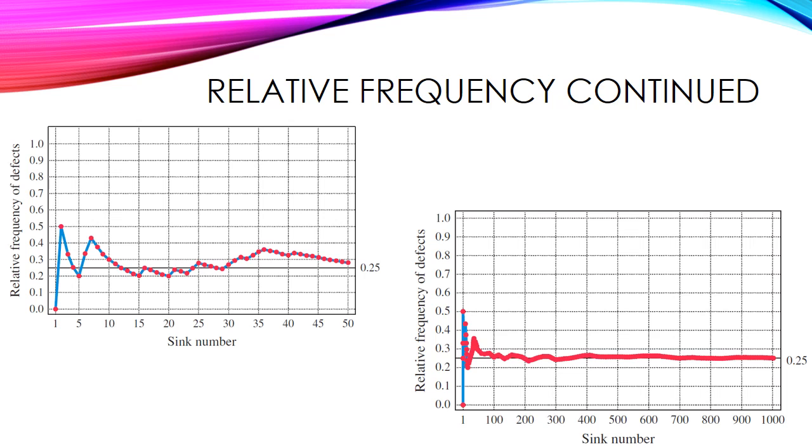Here are the two charts, and as you can see, if you look at the chart on the left, which is 50 trials, you can see how at first the frequency fluctuates kind of wildly, but then over time they start to settle down and eventually start to level out. And with 1,000, you can see how we get a leveling off right at 0.25.